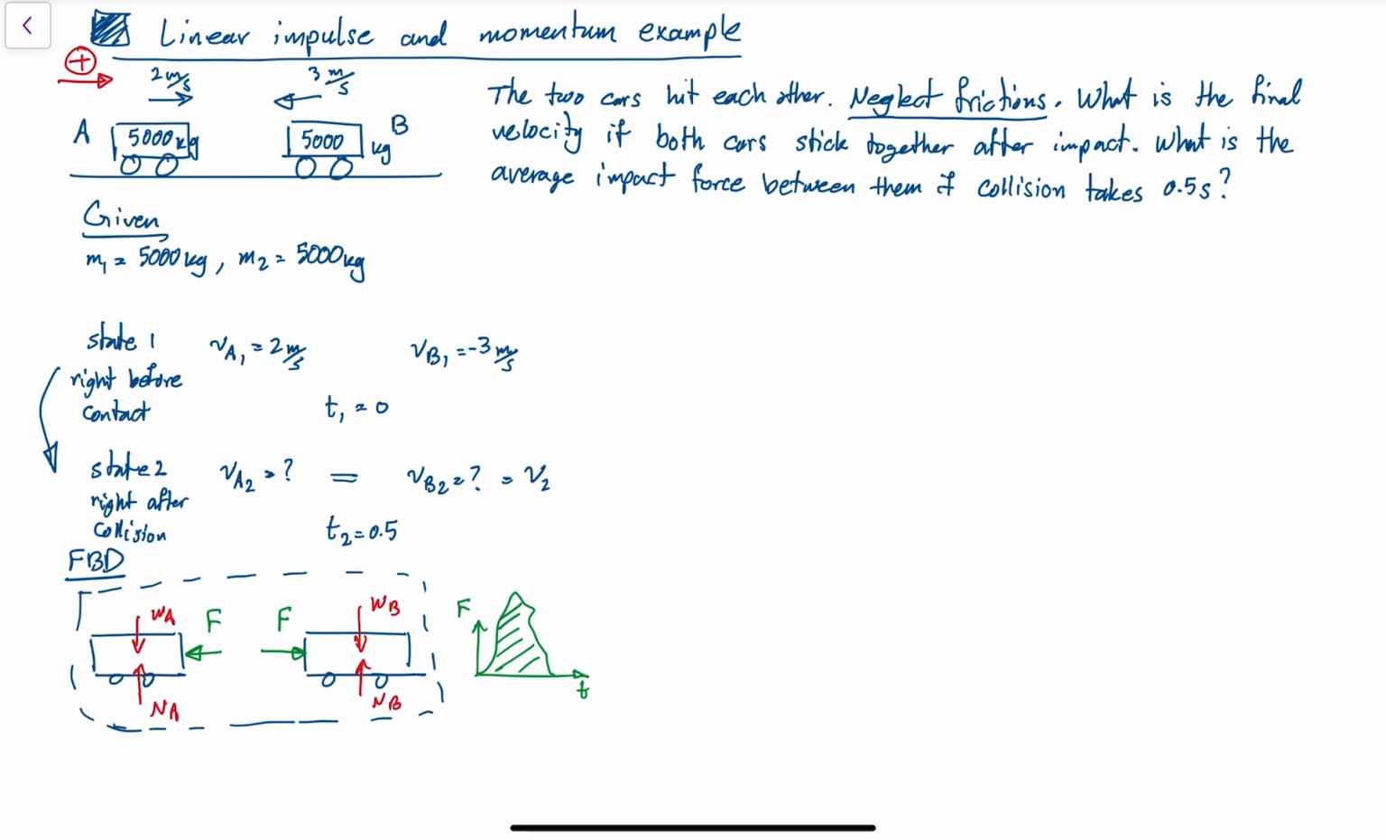So this, how do I change color? Linear momentum conserved. So that's very useful. And finally, what we need to find, two things. We need to find this V2 that we identified. Also, we need to find the average F bar.